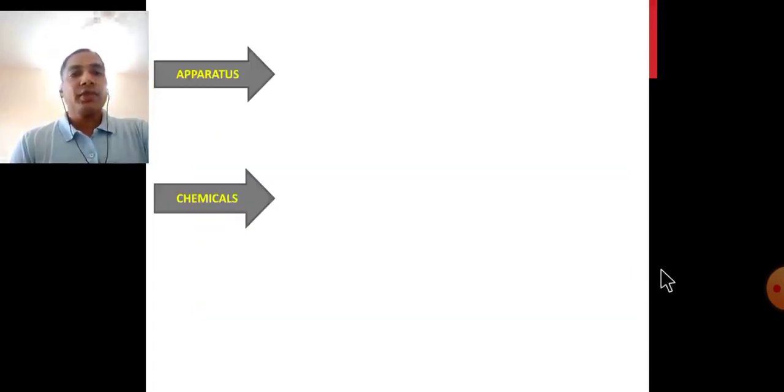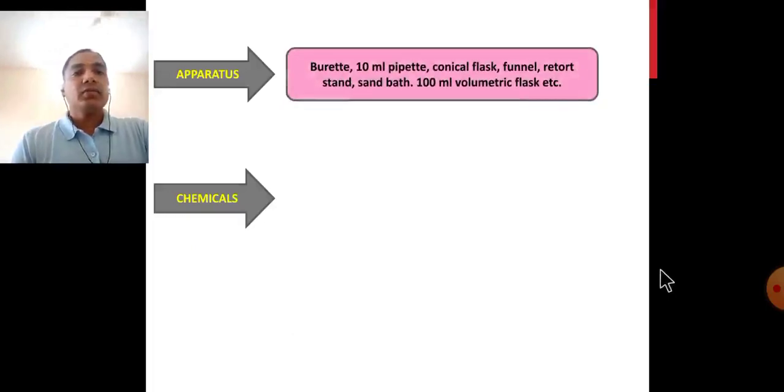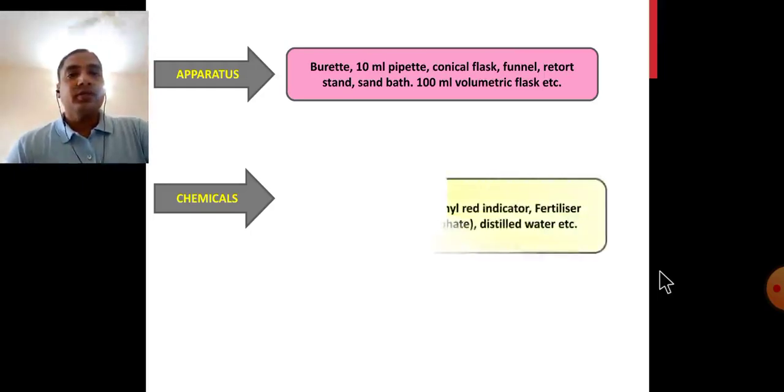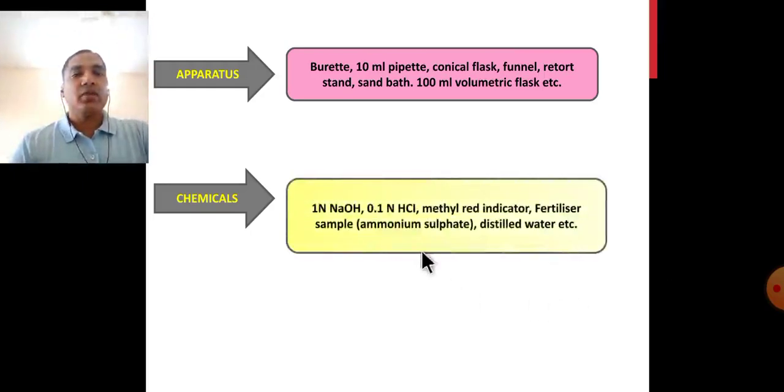The apparatus required for this experiment is a burette, 10 ml pipette, conical flask, funnel, retort stand, sand bath, and 100 ml volumetric flask. The chemicals required are 1 normal NaOH, 0.1 normal HCl, methyl red indicator, the fertilizer sample, that is ammonium sulfate, and distilled water.